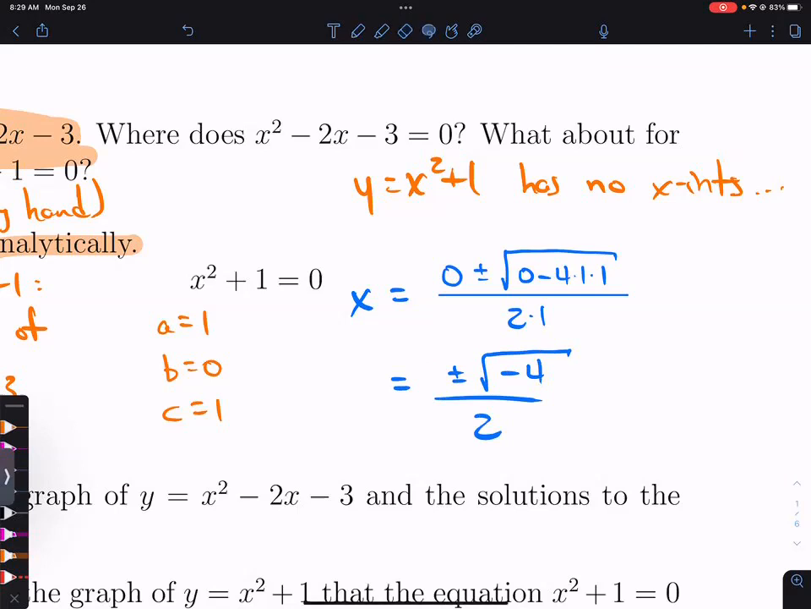I don't really need to write that 0 anymore, do I? You see the problem? What is it? What's the square root of -4? Try to calculate. See what it says. Square root of -4. Just gives you an error.